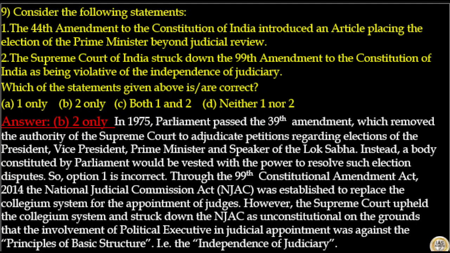Through the 99th Constitutional Amendment Act 2014, the National Judicial Appointments Commission Act was established to replace the collegium system for the appointment of judges. However, the Supreme Court upheld the collegium system and struck down the NJAC as unconstitutional on the grounds that the involvement of the political executive in judicial appointment was against the principle of basic structure. That is, it was against the independence of judiciary. So, statement 2 is correct. So, your answer to this question is option B.